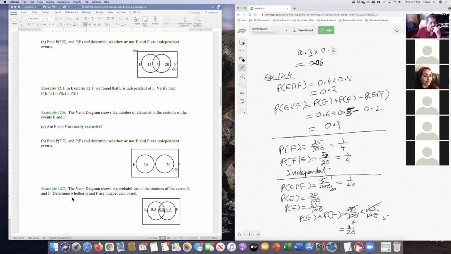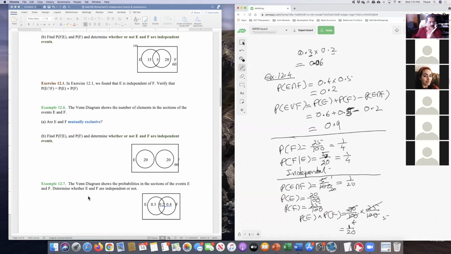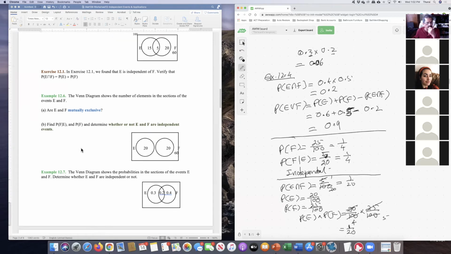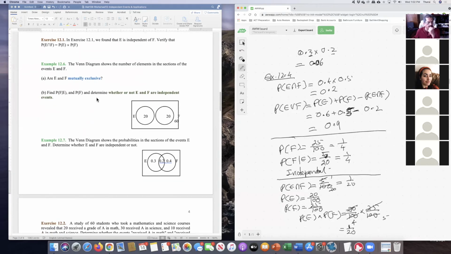All right, moving to 12.6. The Venn diagram shows the number of elements in the sections. Are E and F mutually exclusive? What's your answer? Yes. There is nothing in the intersection, which means they cannot occur at the same time. So if E occurred, F cannot occur. If F occurs, E cannot occur. So when the situation has such separate circles for the two events, what happens to the conditional probability? Find probability of F given E.